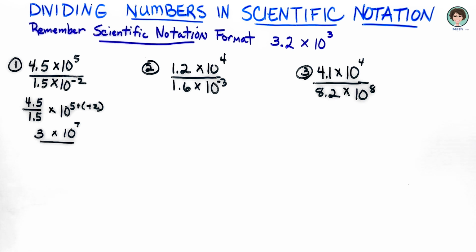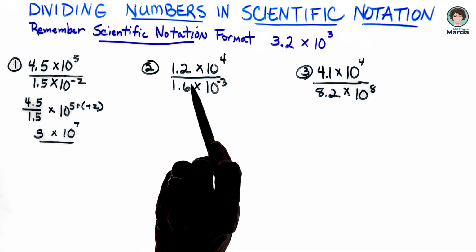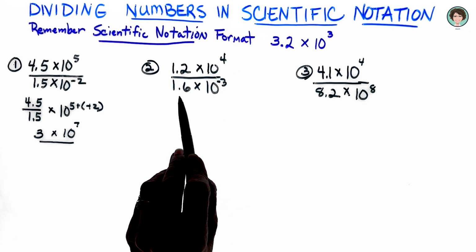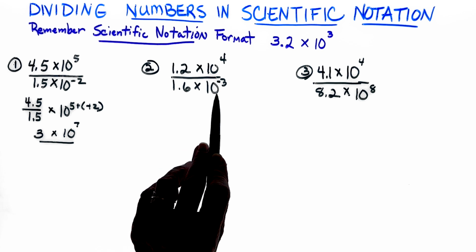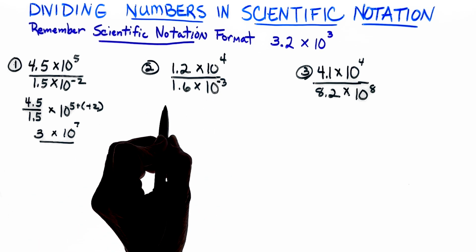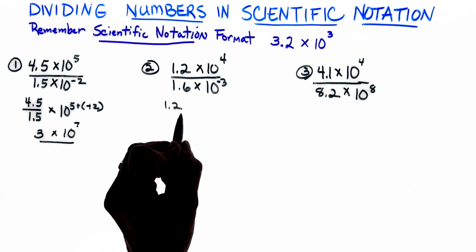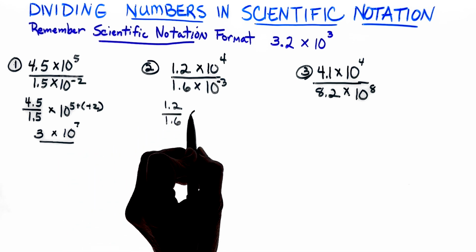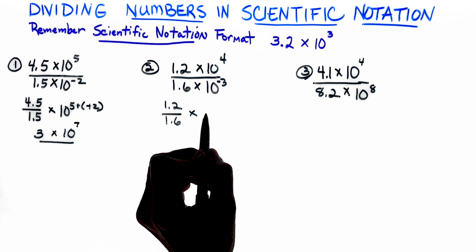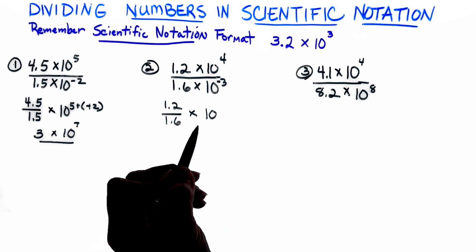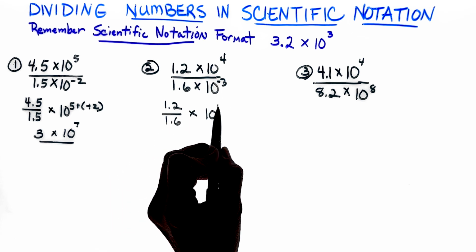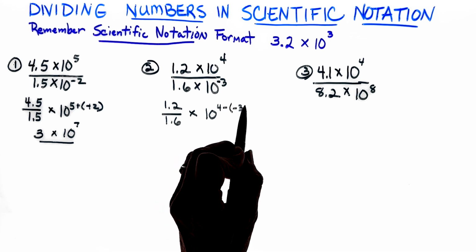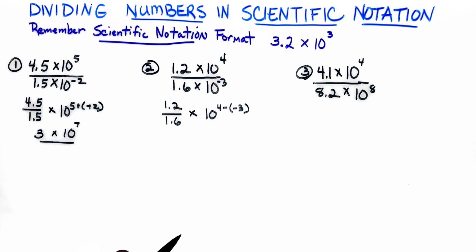Looking at problem number 2, we have 1 and 2/10 times 10 to the 4th, divided by 1 and 6/10 times 10 to the negative 3. So let's break up our numbers, and we're going to divide them. And we are now going to have our times sign between, and we're going to write our 10 to the, remember, it's 4 minus, because we're dividing, a negative 3. Yes, it's another negative exponent there.